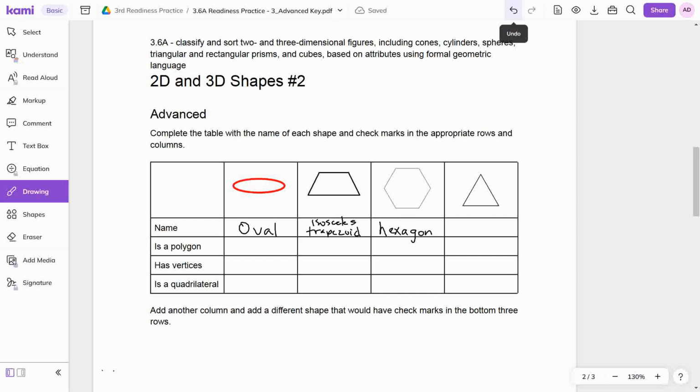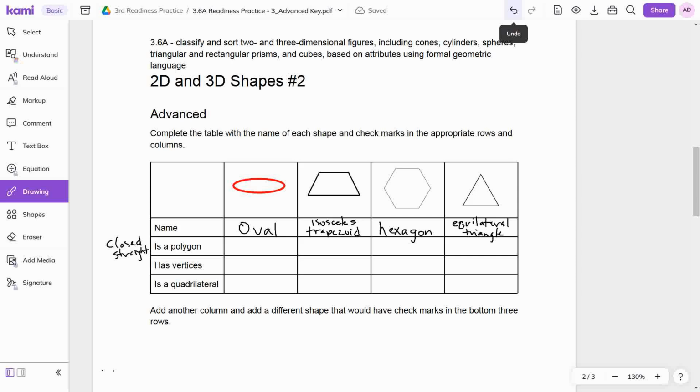There are a few different types of trapezoids. And then this is a triangle. We could call it a triangle. This is actually, it looks like an equilateral triangle. But if you just put triangle, that's fine. It's a type of triangle that has all sides and all angles the exact same. So, is it a polygon? Well, polygon means it's closed and straight.